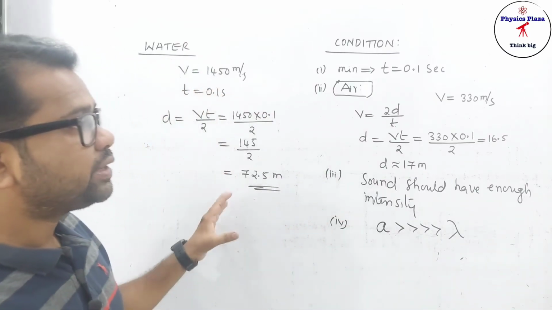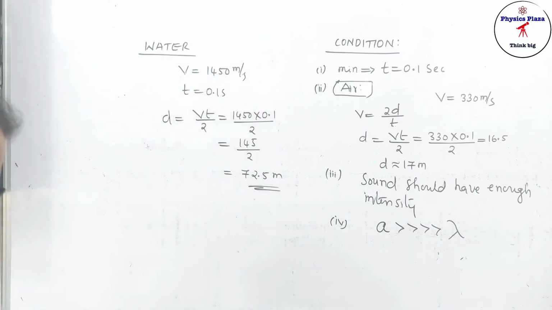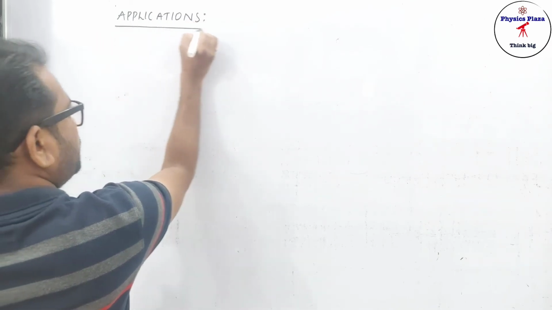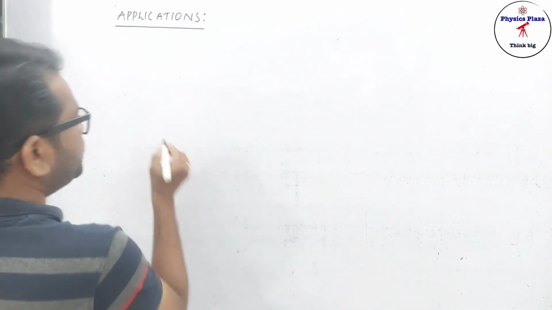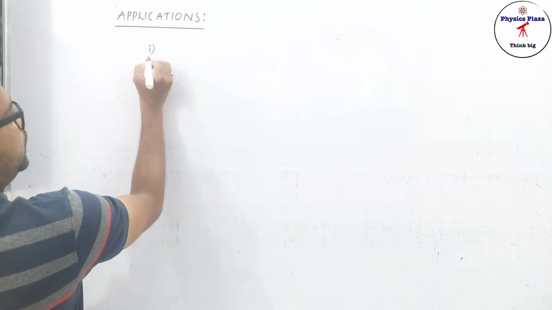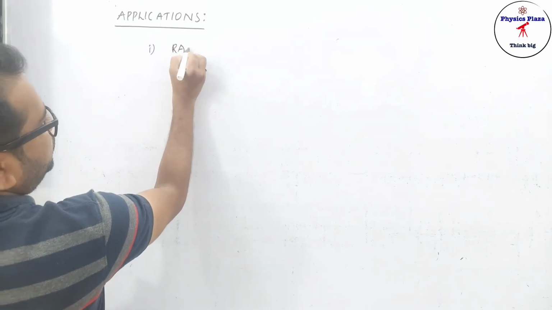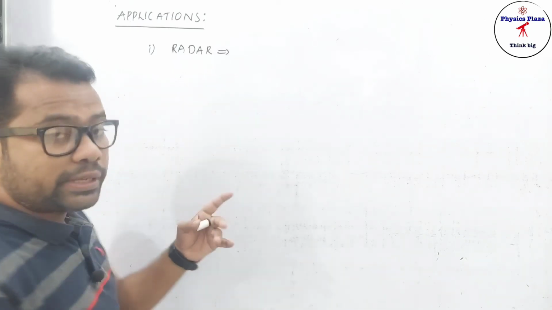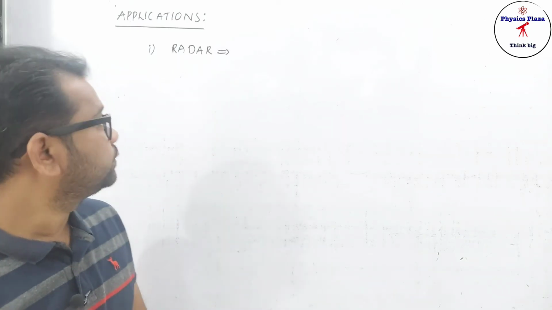Now we will see the applications. Okay, children, fine. The first point is that the echo method is used in radar. Children, what is the full form of radar? From the examination point of view, it is very, very important.